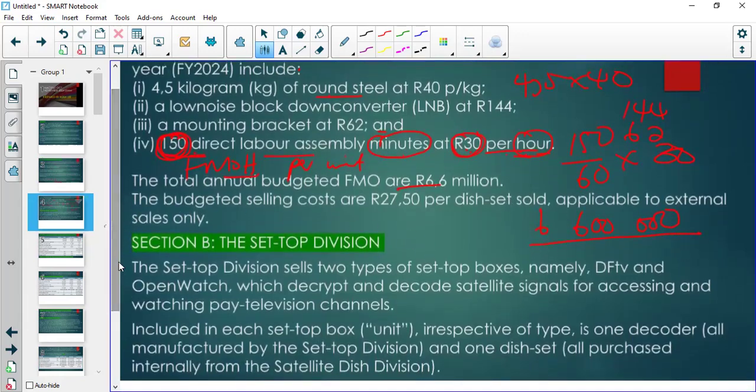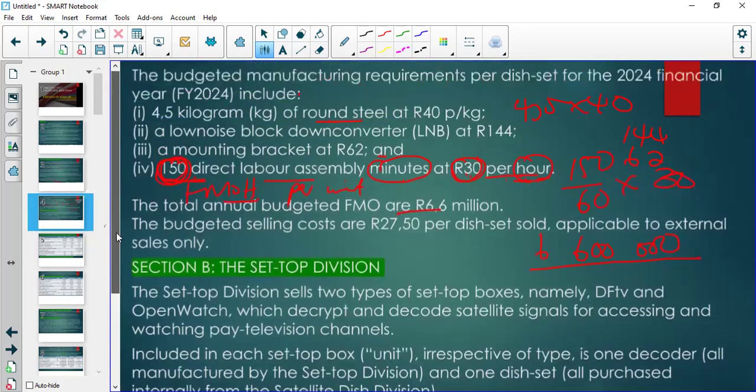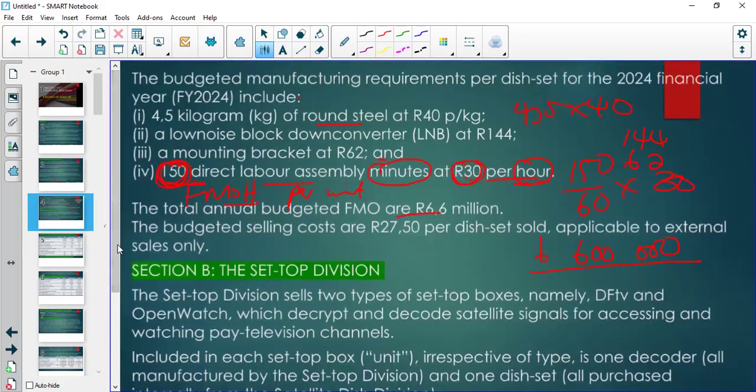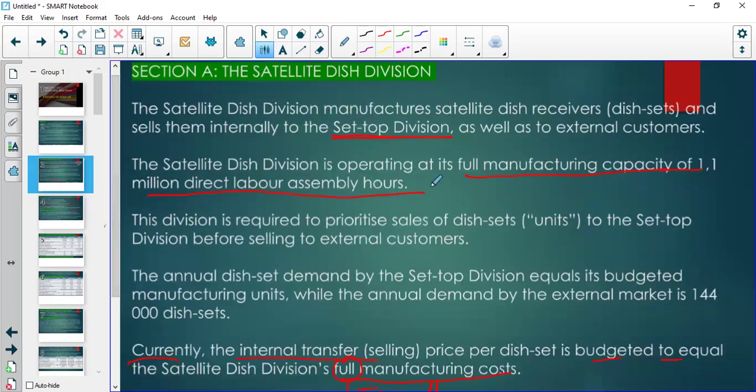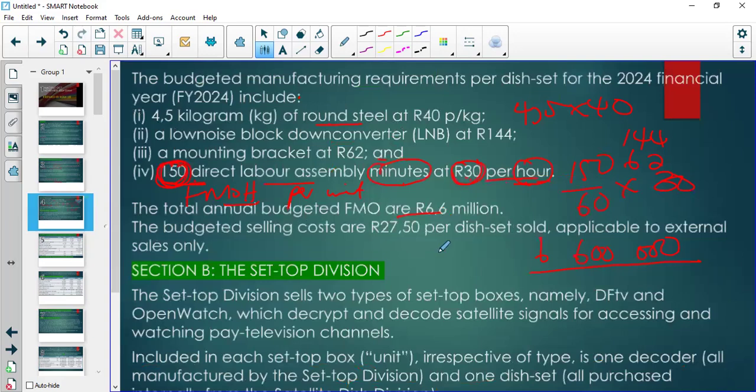So we have a maximum of 1.1 million, right? I think we can use the maximum here, but in most cases, oh no, it's actually operating. Sorry, my apologies. The division is already operating. It's not just the full manufacturing capacity, but this is its operating capacity as well. So we can use 1.1 million.